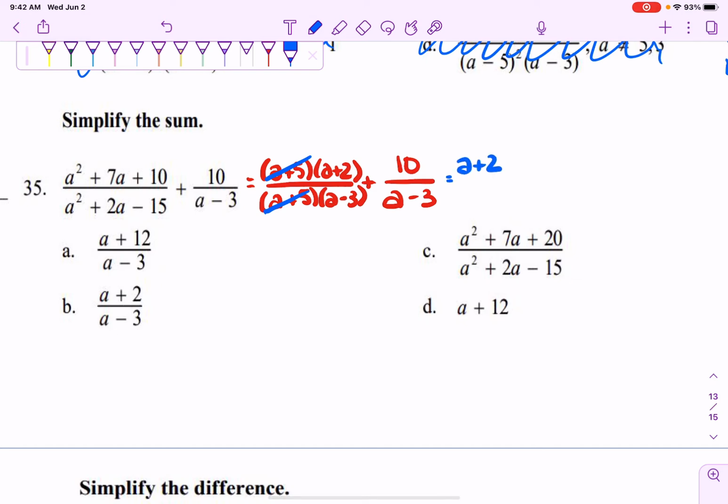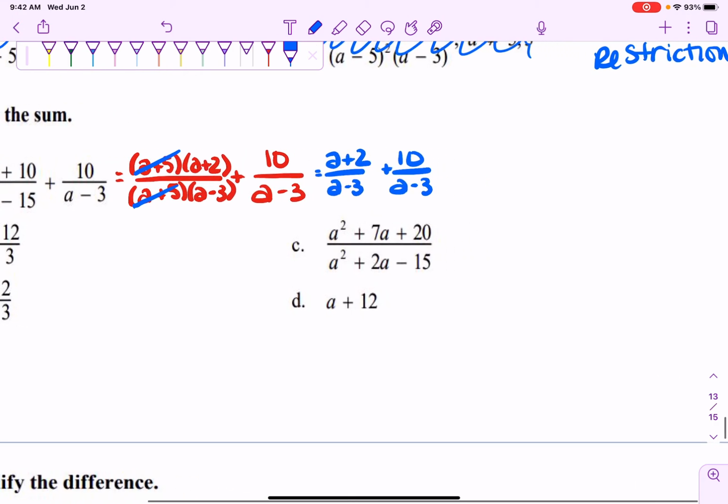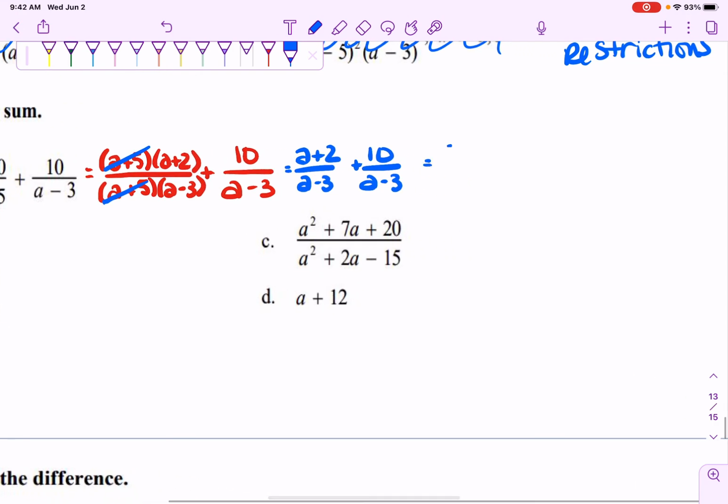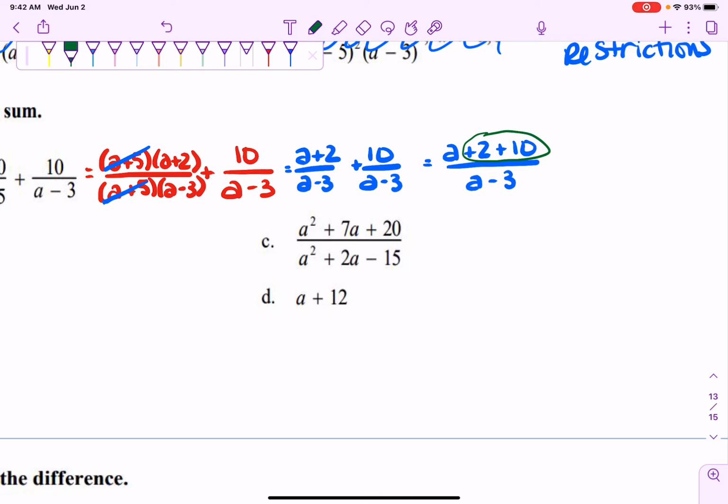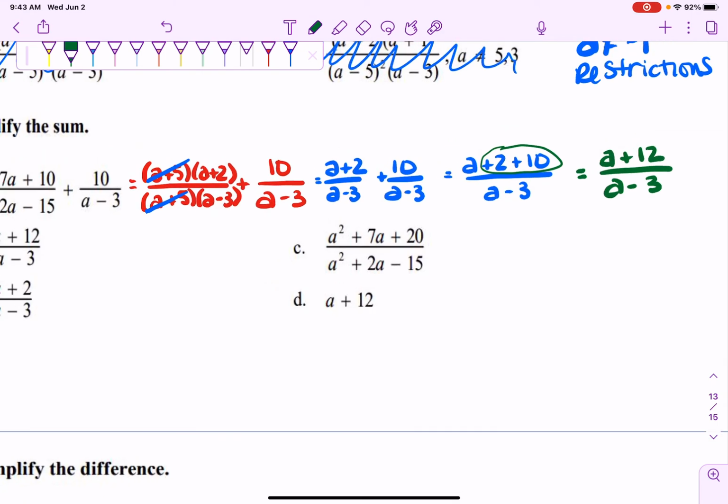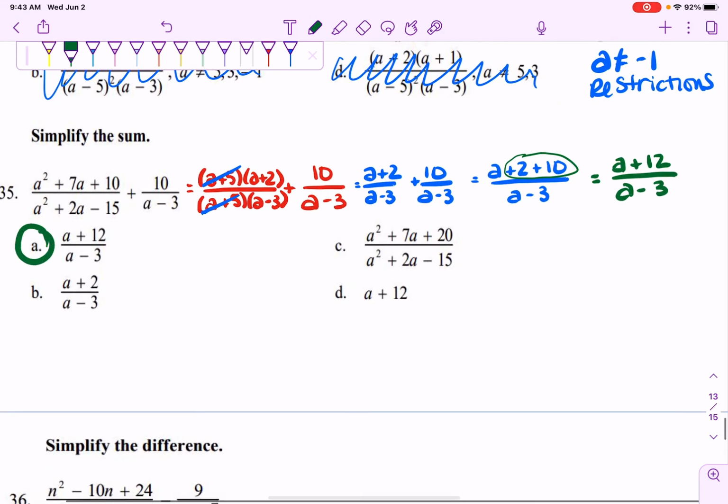So I'm left with this plus this. Now they have the same denominator. So I can put all of the top together over this. Now, this part I could put together. So positive 2 and positive 10 is positive 12. So it'd be a plus 12 over a minus 3. So that would match A.